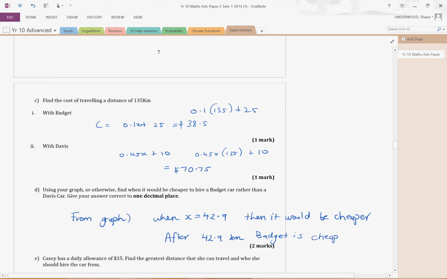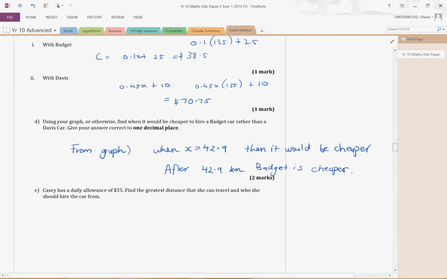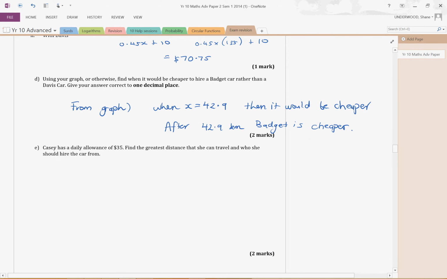Pretty straightforward. We've already done that using our calculator. So if you know how to use your calculator, a lot of these questions, as long as you can interpret the question, it's not any more difficult. It's just understanding what the question's asking you. Casey has a daily allowance of $35. Find the greatest distance that she can travel and who she should travel with.